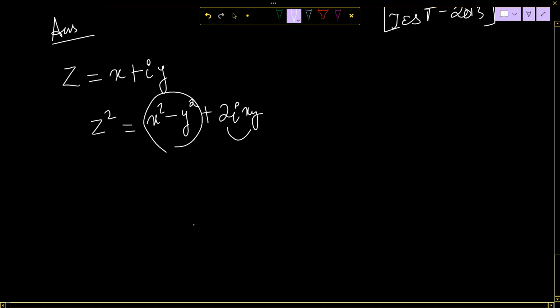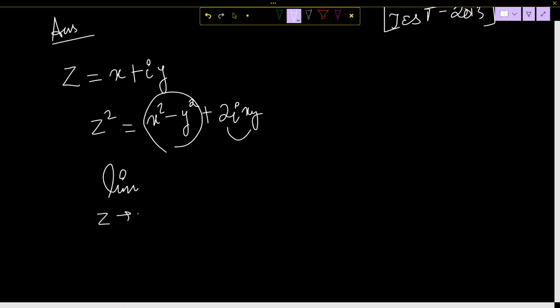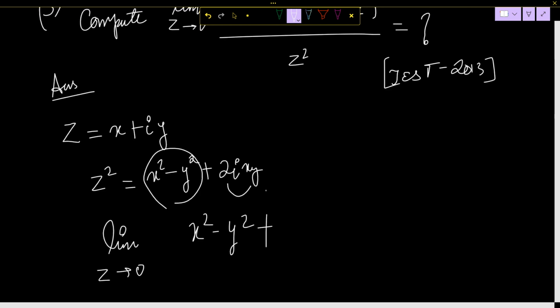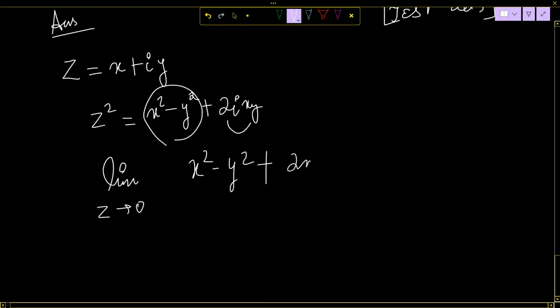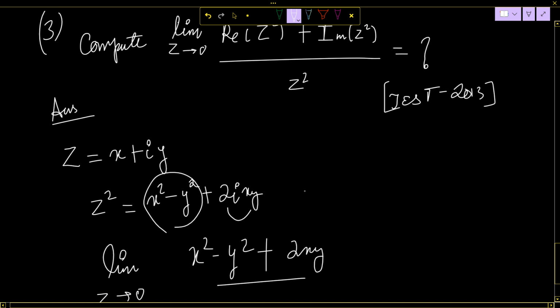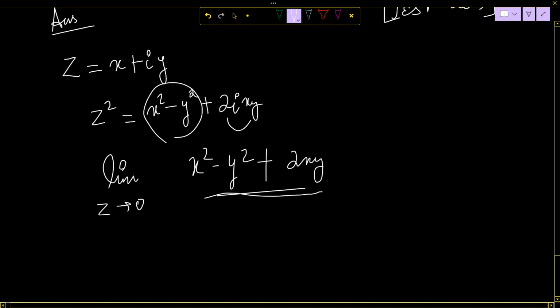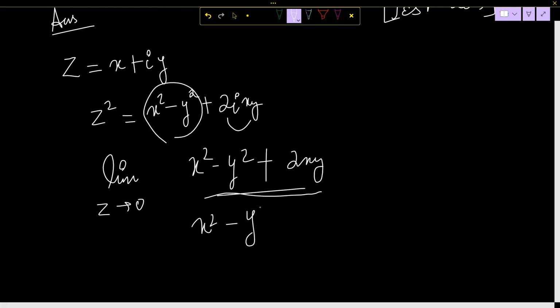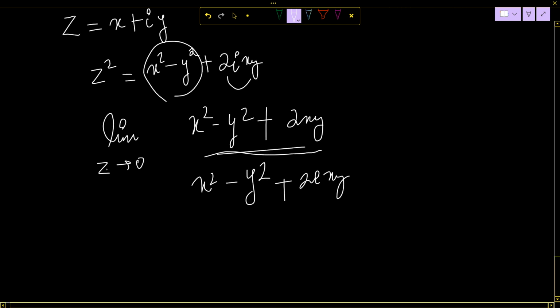So, we'll just put it here in the place of limit. So, limit z tends to 0 of x square minus y square plus imaginary part of z square, that is 2xy, whole divided by z square only, that is x square minus y square plus 2ixy. All right. Now z tends to 0 means x tends to 0, y tends to 0, isn't it?